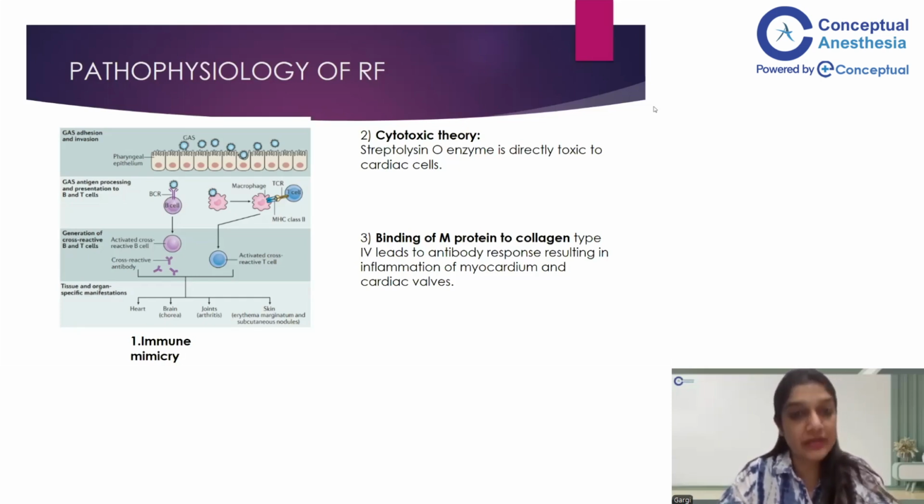So this is the most common pathophysiology proposed for rheumatic fever, and that is why we say that it's an autoimmune condition. So there is a deposition of immune complexes also, and the antibodies that get formed against the streptococci also attack our normal bodily components.